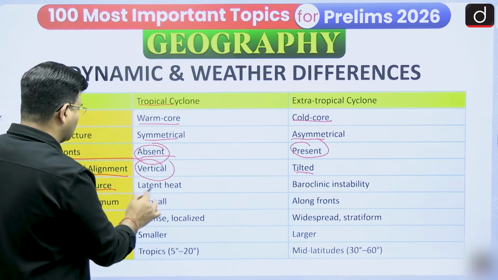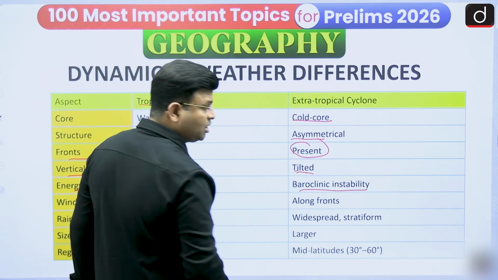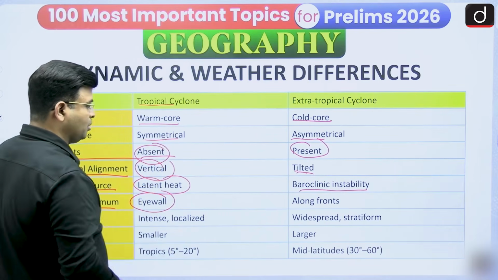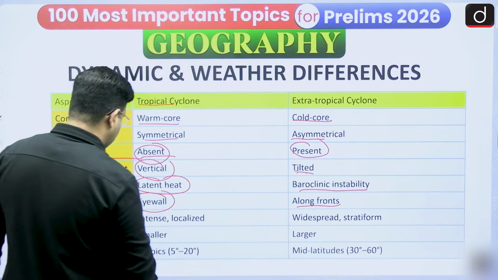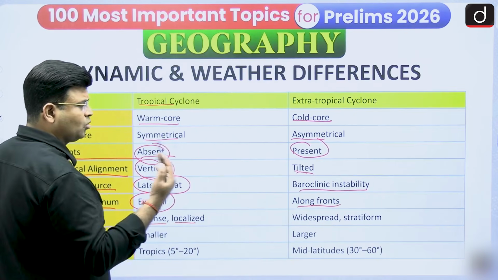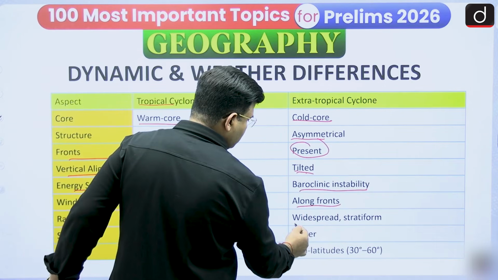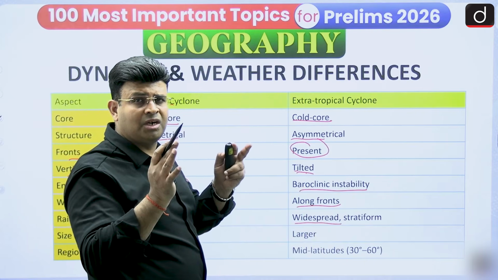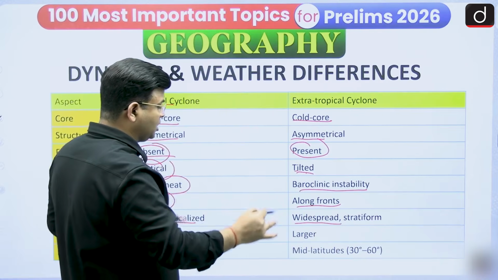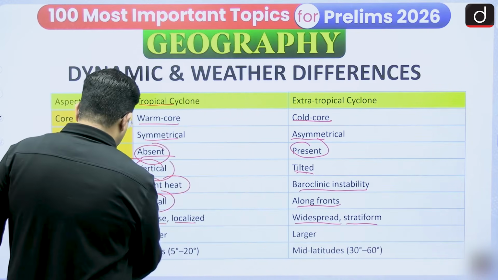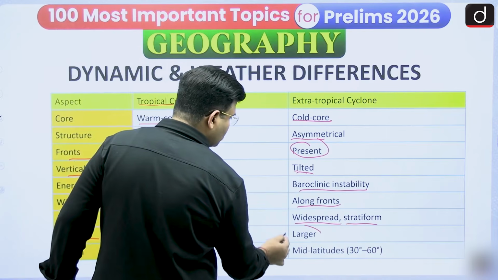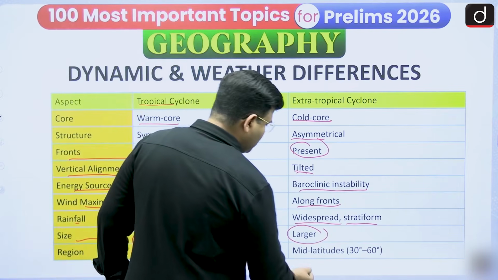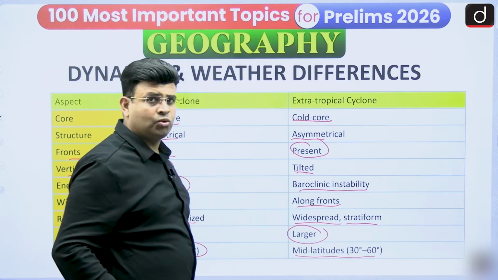Here the energy source is latent heat; here baroclinic instability is important. Wind maximum is in the eye wall where the winds are moving faster, with cumulonimbus cloud. Here the winds are along the fronts, and the rainfall is intense and localized in a particular region, but this one covers a very large area. Extratropical cyclone is 500 to 2500 kilometers wide, and tropical cyclone is 200 to 300 kilometers wide. So it is a very large area, widespread and stratiform. Tropical cyclone size is smaller, extratropical cyclone size is larger. In the tropics it happens between 5 and 20 degrees north and south of the hemisphere; the extratropical occurs in the mid latitudes, 30 to 60 degrees.